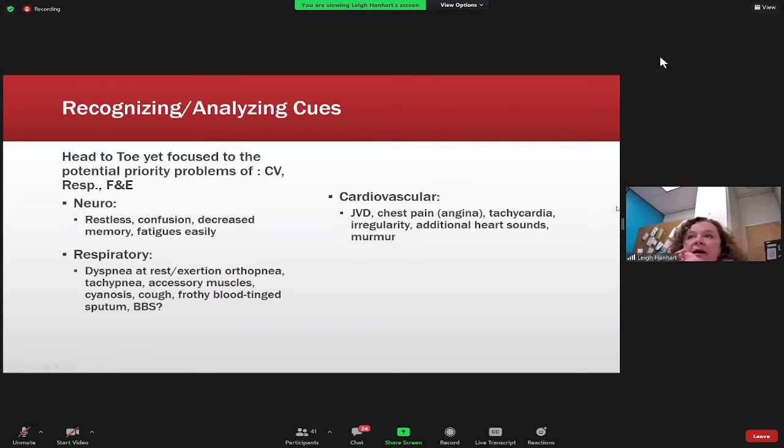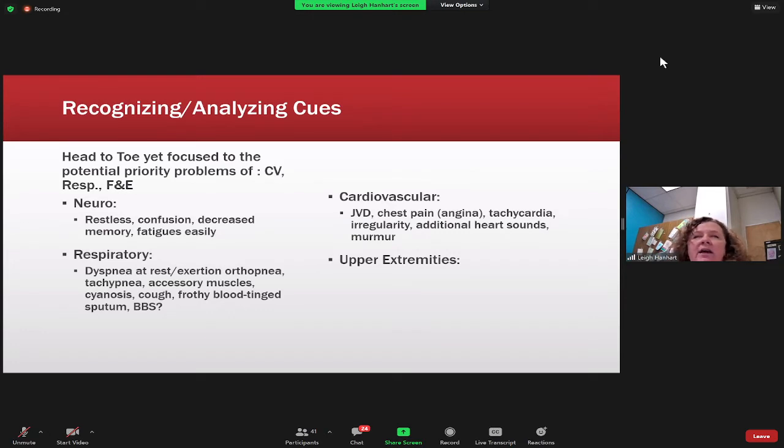So think about it too. Remember, we talked about how a lot of these patients are in heart failure because they had a previous heart attack. And so remember, the heart is working harder when they're in exacerbation. They have a diminished blood flow to their heart. So that's going to result in angina or chest pain sometimes.